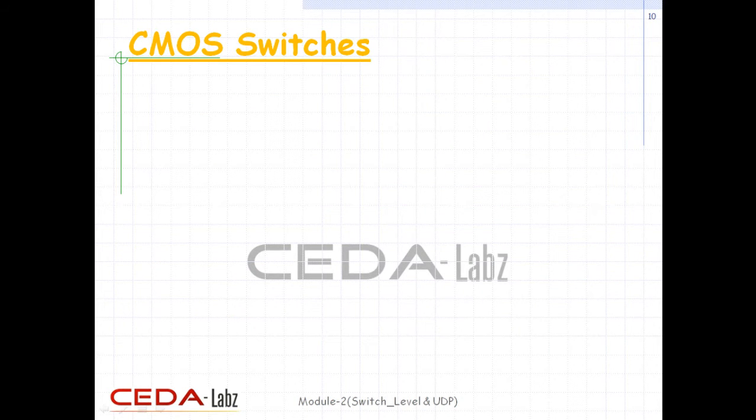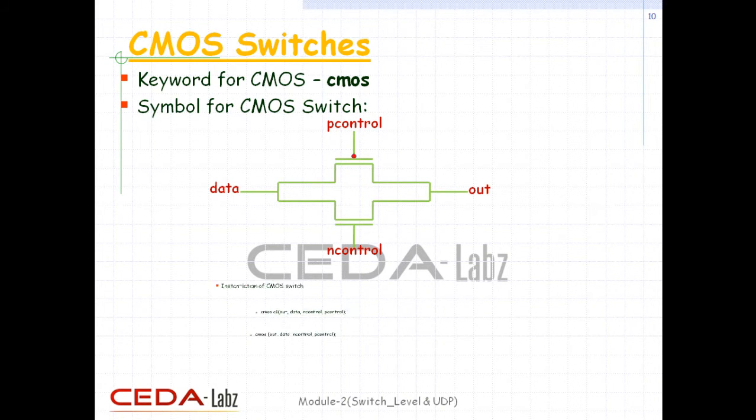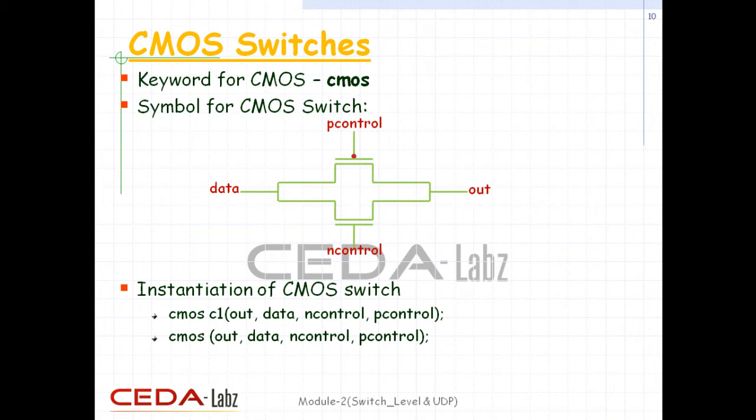CMOS switches are declared with the keyword CMOS. A CMOS device can be modeled with an NMOS and a PMOS device. The symbol for a CMOS switch is shown here. A CMOS switch is instantiated as shown here. The N control and P control signals are normally complements of each other. When the N control signal is 1 and the P control signal is 0, the switch conducts. If the N control signal is 0 and the P control is 1, the output of the switch is a high impedance value. The CMOS gate is essentially a combination of two gates, one NMOS and one PMOS.